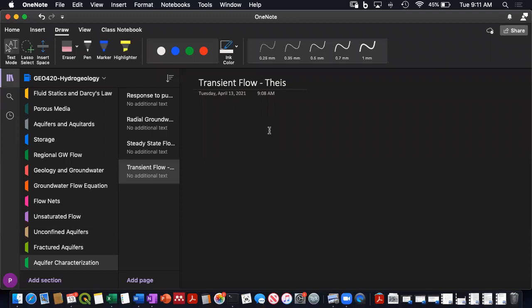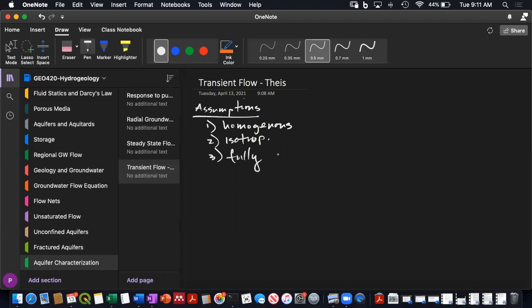Okay, so we're back and now we're going to talk about transient flow. So first of all, let's recall our assumptions. All right, I want to drill these in here. Homogeneous, isotropic, fully penetrating well, fully screened, well across aquifer.